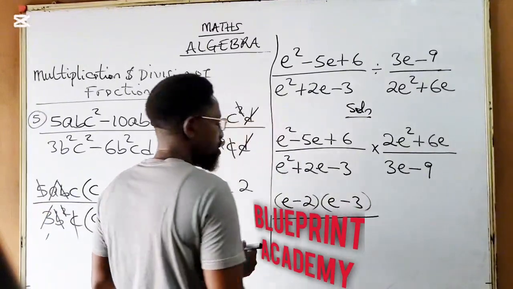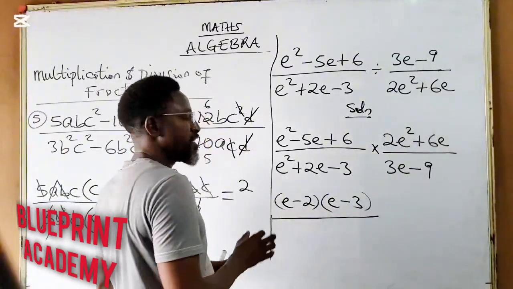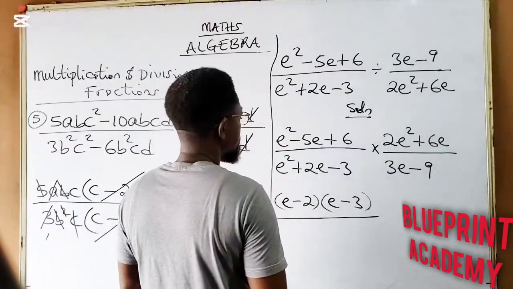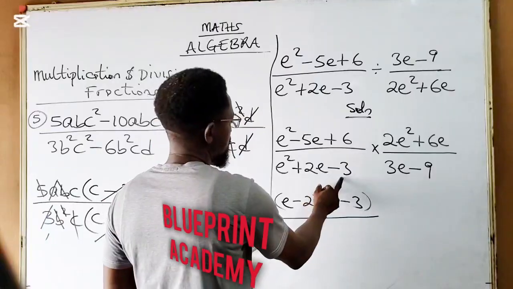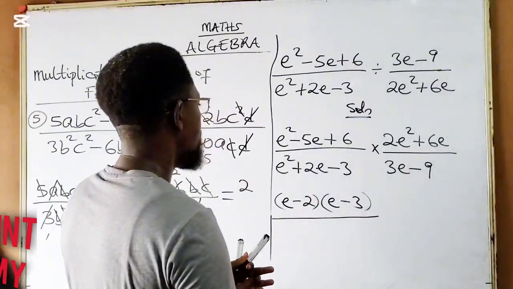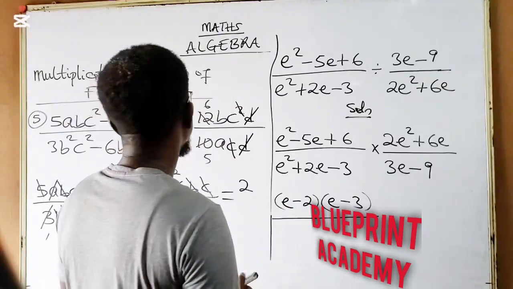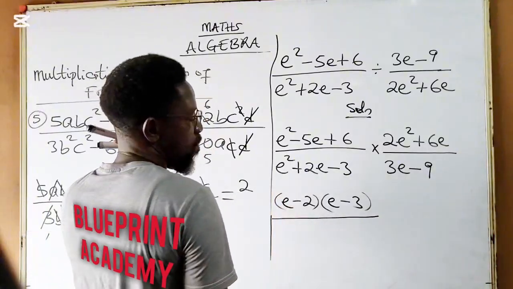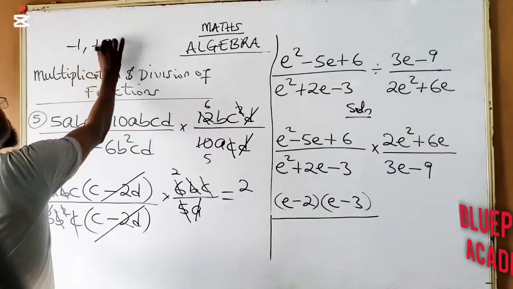Just in case you've forgotten, you can go back to where we started at the beginning of this class, where we looked at trinomial expressions. Look at that again, then fast forward the video to this particular point. So here again, you look for two numbers that multiply to give minus 3 and add to give plus 2. The two numbers we can use are minus 1 and plus 3.